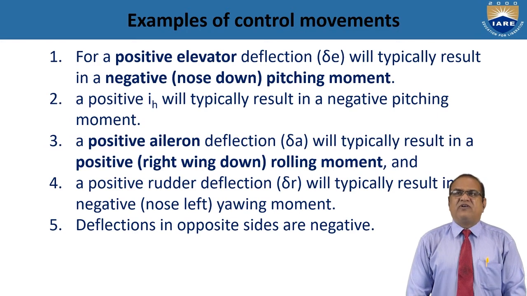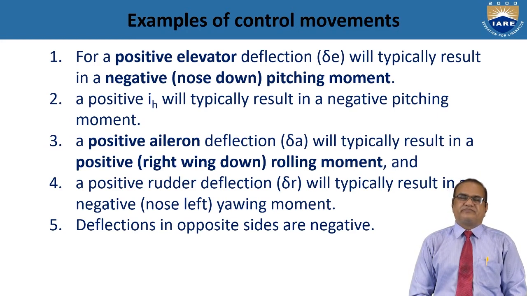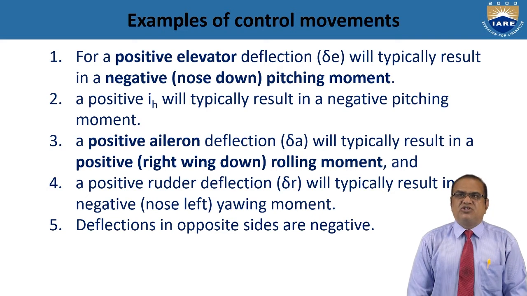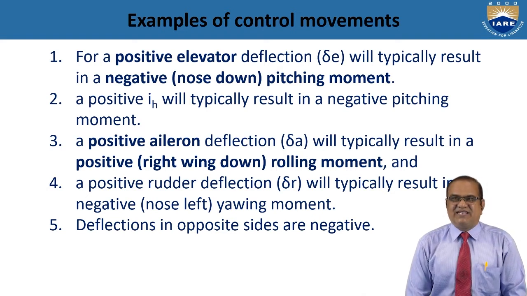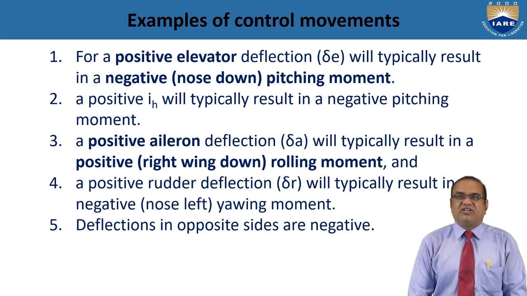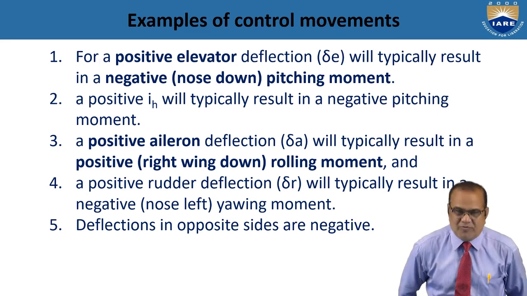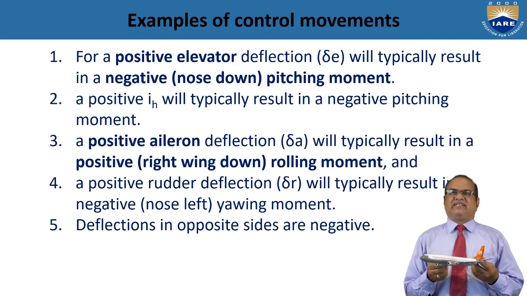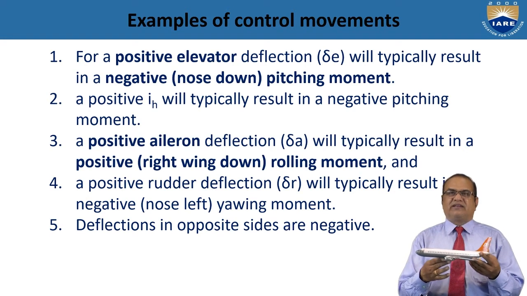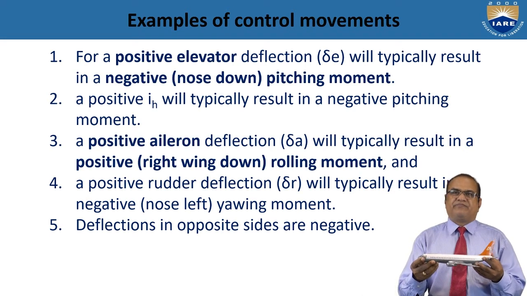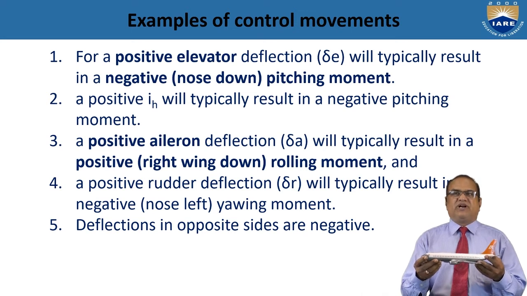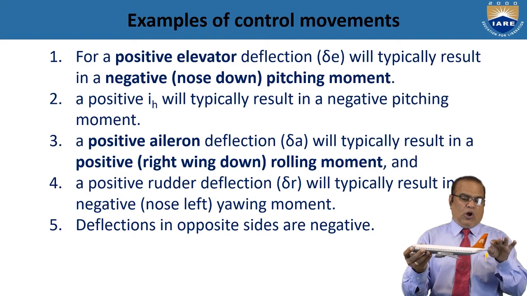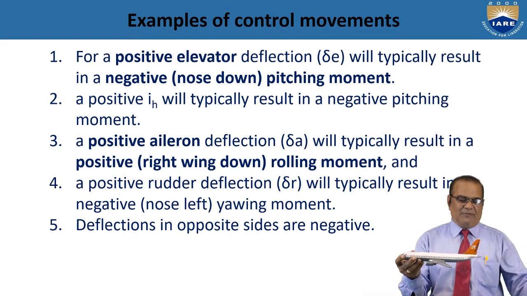Now, an example of control moment. A positive elevator deflection, that is delta E, will typically result in a negative, nose down pitching moment. Okay, so this thing is very much important. You have to understand that a positive deflection of elevator means it is going down. Okay, then what will happen?